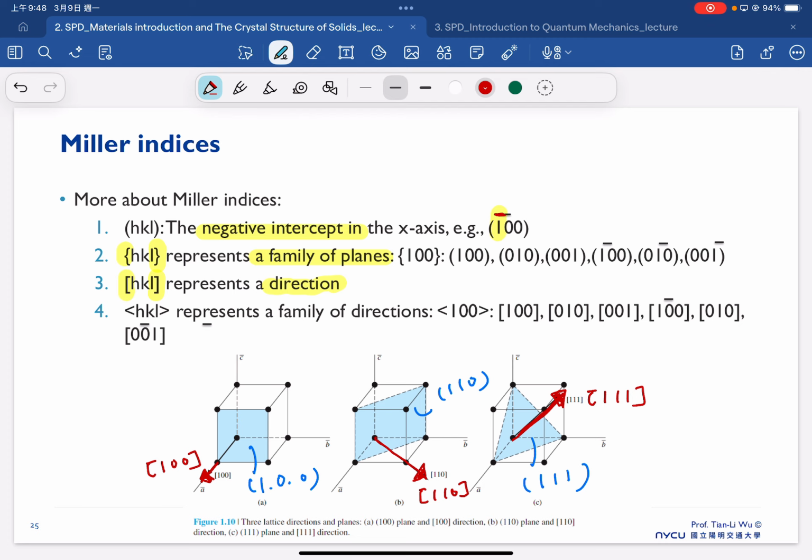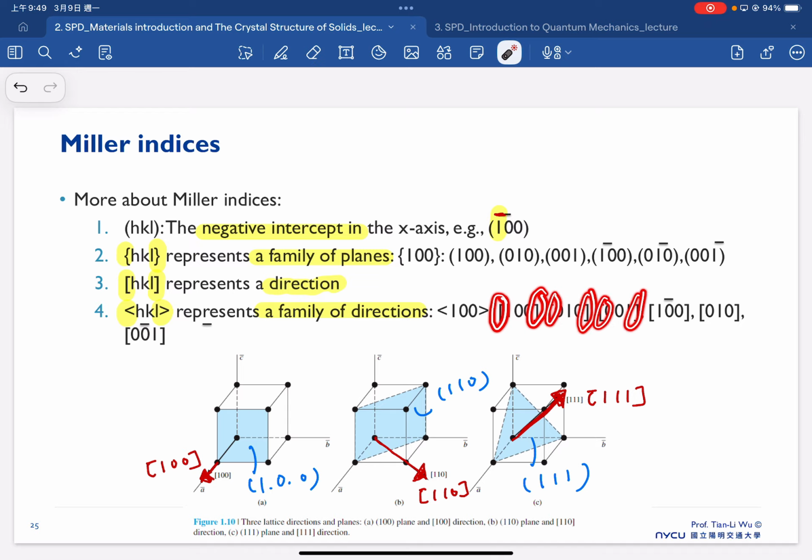And also, we can have this kind of bracket, which represents a family of directions. So that combines all the directions, which is the same as this one, but now we change to this kind of bracket, because this bracket indicates a single direction. So that's some more useful definition knowledge for these Miller indices.